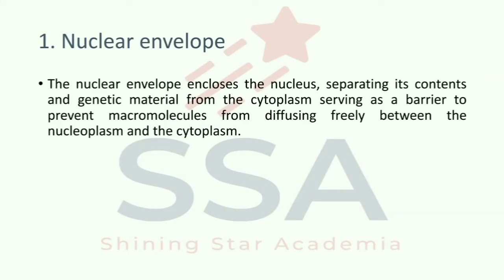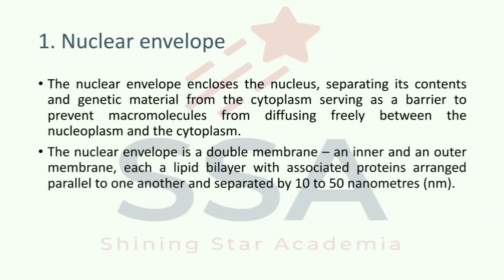The nuclear envelope encloses the nucleus, separating its contents and genetic material from the cytoplasm, serving as a barrier to prevent macromolecules from diffusing freely between the nucleoplasm and the cytoplasm. So the nuclear envelope acts as a barrier, same as the cell membrane. The nuclear envelope is a double membrane, an inner and an outer membrane, each a lipid bilayer with associated proteins, arranged parallel to one another and separated by 10 to 50 nanometers. So the space between these two nuclear membranes is 10 to 50 nanometers.